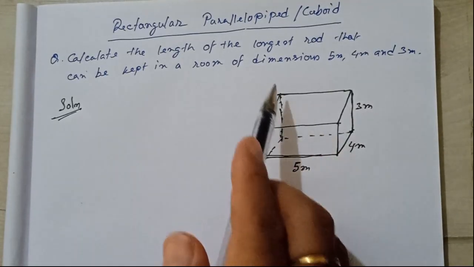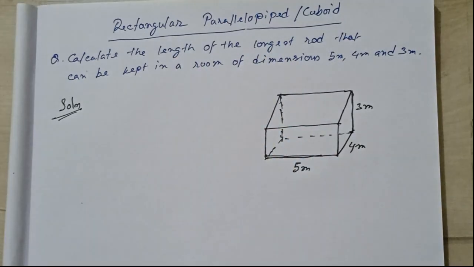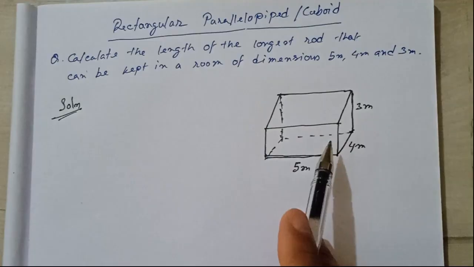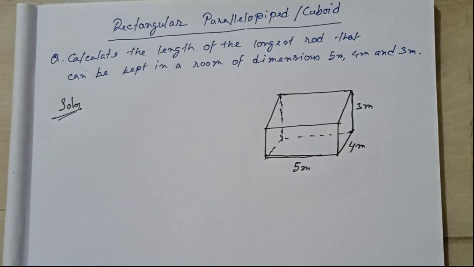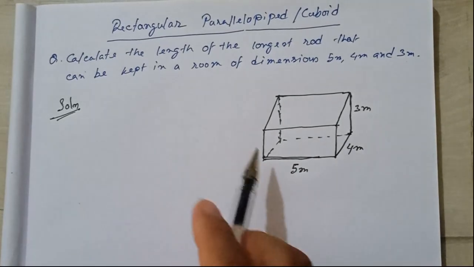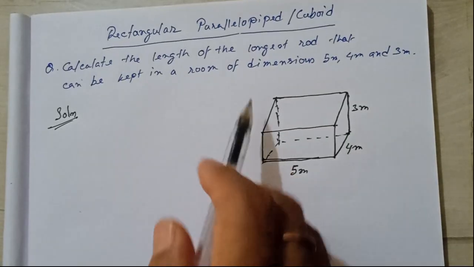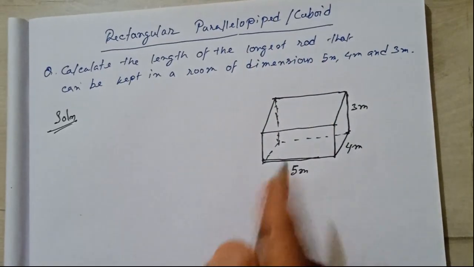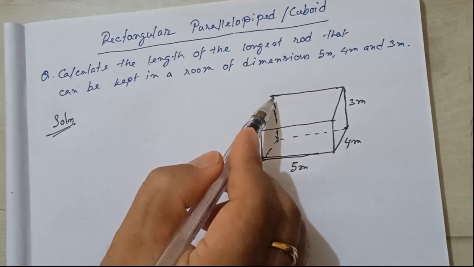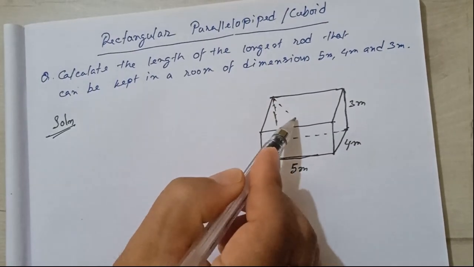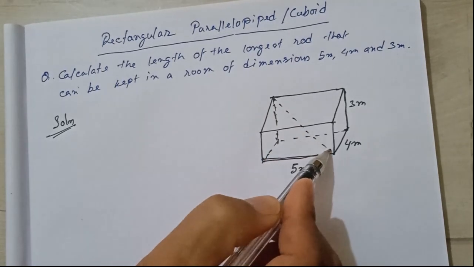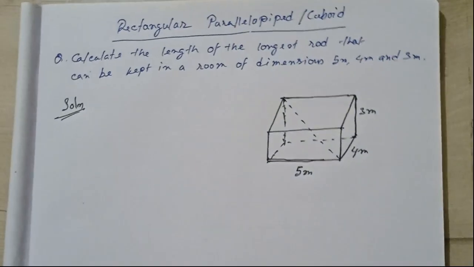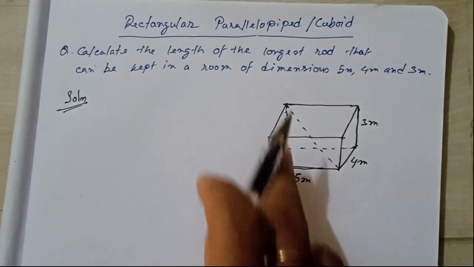So to find the length of the longest rod, we have to find the longest line that can be drawn inside this room or the cuboid. So how to draw the longest line inside a room, inside a cuboid? We know that the line joining one vertex of a cuboid to the opposite vertex, that is the longest line.